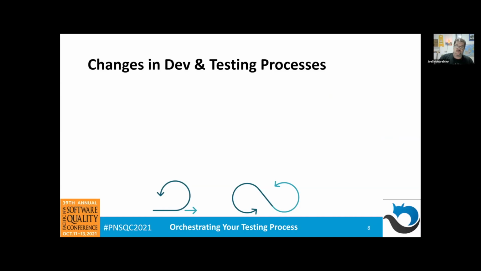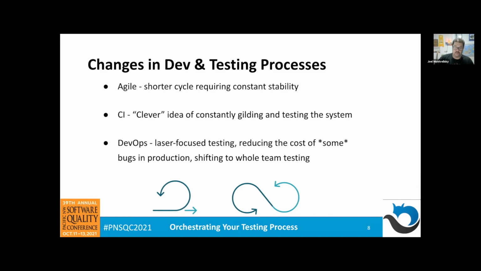There's also quite a lot of changes, as you're obviously aware, in development and testing processes. Starting from, again, 20 years now or more, we have been working with Agile, with shorter cycles. More importantly for quality, the concept of constant stability. We're not waiting until the end to have a good build. We actually try to keep it stable as much as possible. That clever idea that people call CI, guys, we used to have nightly builds, like forever. But right now it's a lot more accepted, where you're testing the system all the time in order to make sure that you're stable.